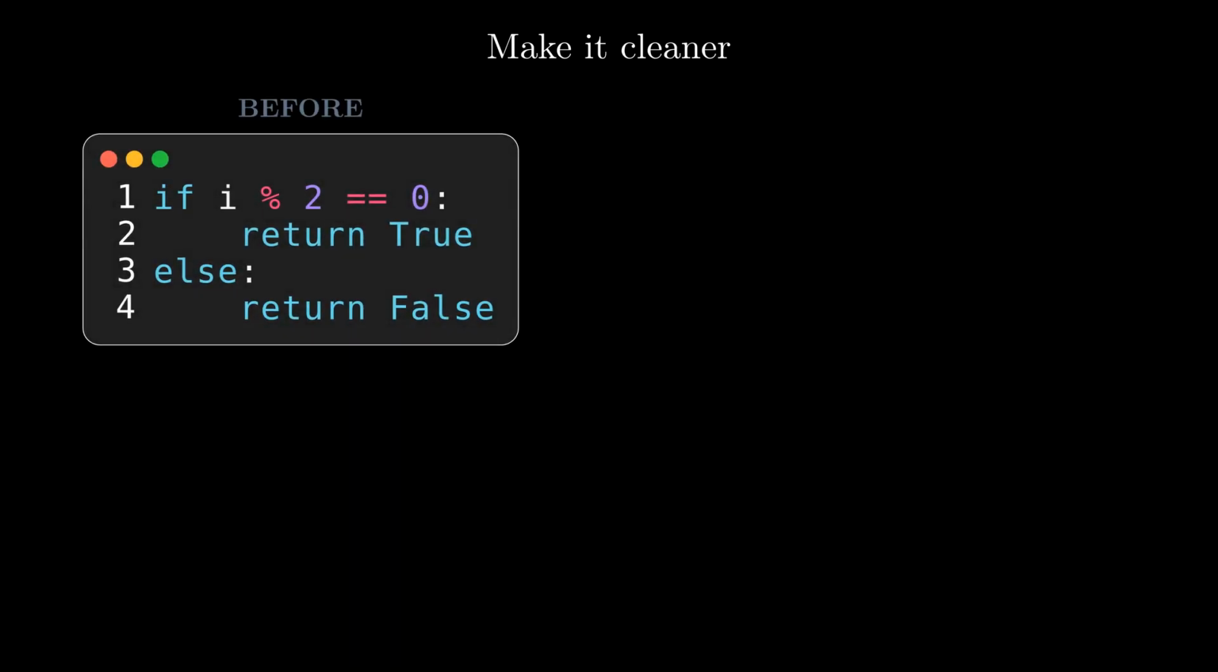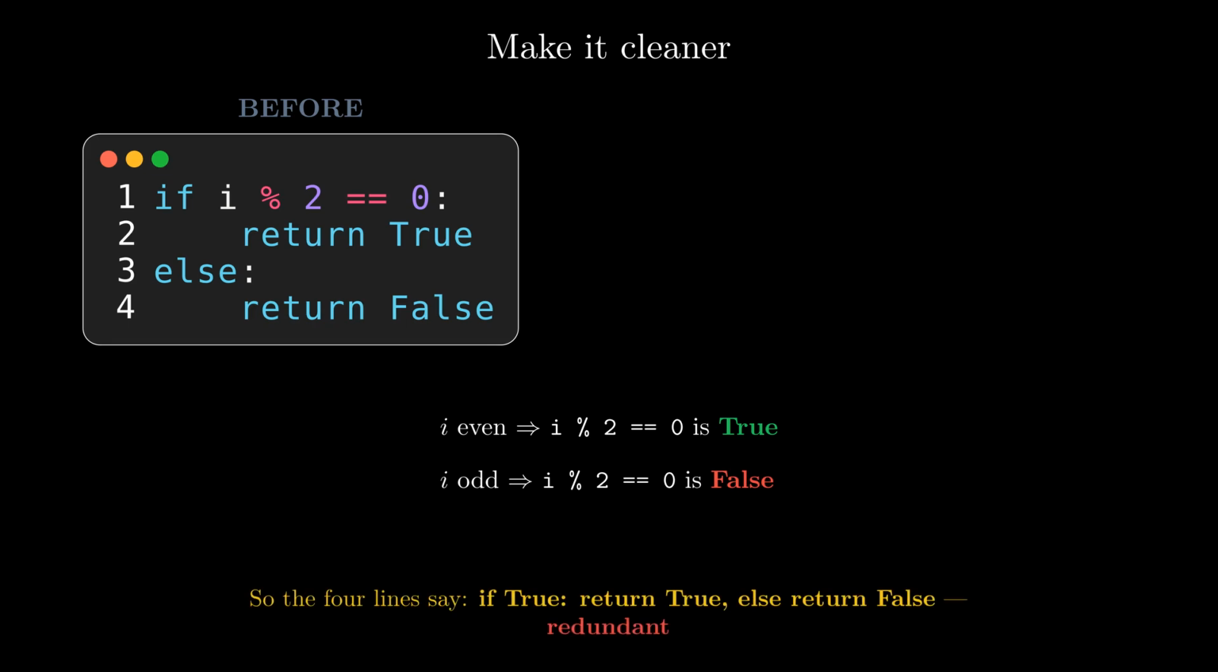Working code is not the finish line. Once it runs correctly, you look for ways to make it cleaner. Look closely at the test. i mod 2 is equal to 0. That expression is already a Boolean, all on its own. When i is even, i mod 2 is equal to 0 evaluates to true. When i is odd, the very same expression evaluates to false. So read our 4 lines aloud.